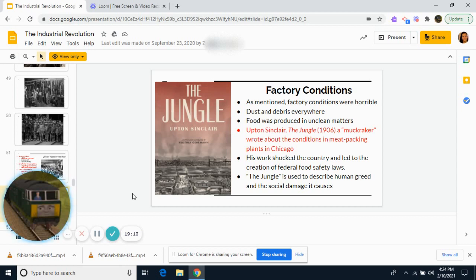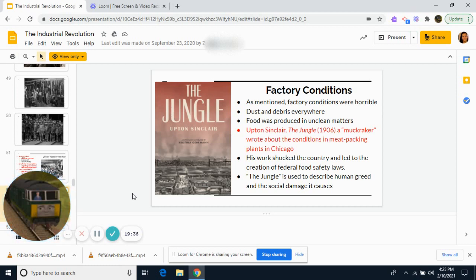Factory conditions. As mentioned, factory conditions were horrible. Dust was everywhere. Food was produced in unclean ways. Upton Sinclair, The Jungle, 1906. A muckraker wrote about the conditions in meatpacking plants in Chicago. His work shocked the country and led to the creation of federal food safety laws.